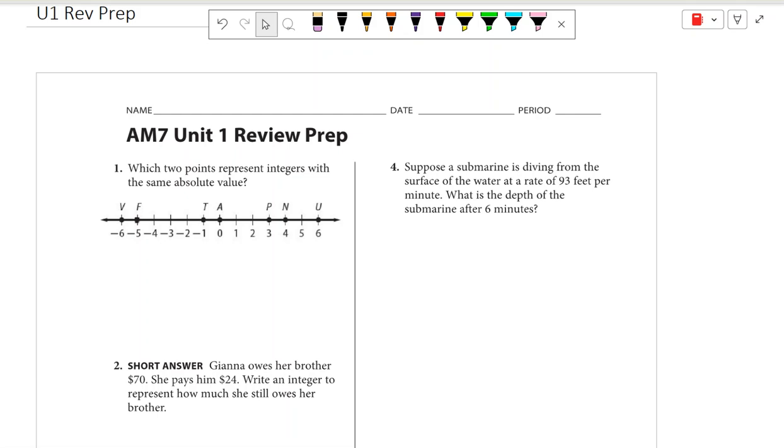Welcome to your first review prep of the school year. We are studying for the Unit 1 test. It's coming up quickly. So let's take a look at number 1.